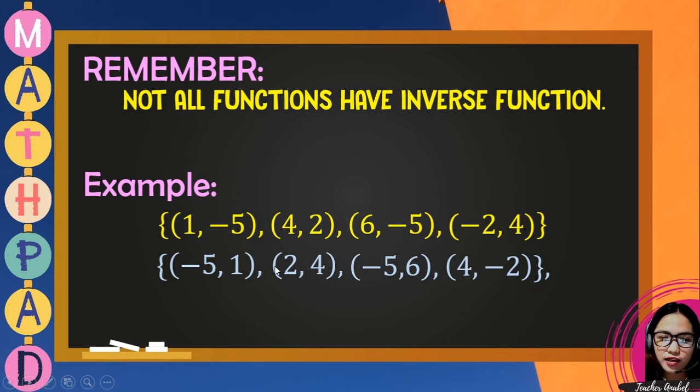As you can see, the inverse of the first set of ordered pairs is not a function since nagdalawa yung x natin dito. Diba? So, from the first set of ordered pairs here, x values 1 and 6 produce the same value of y, which is negative 5. Thus, this function is not one-to-one function. Diba? And if the function is not one-to-one function, then it has no inverse. Okay, so you have to be careful.